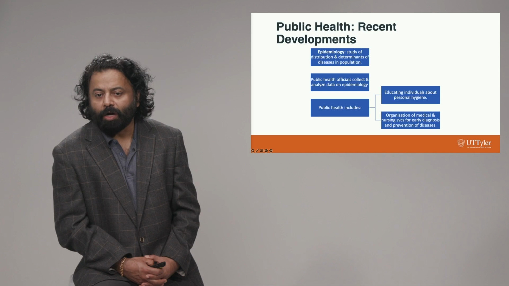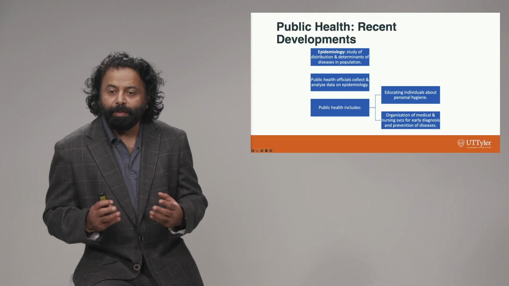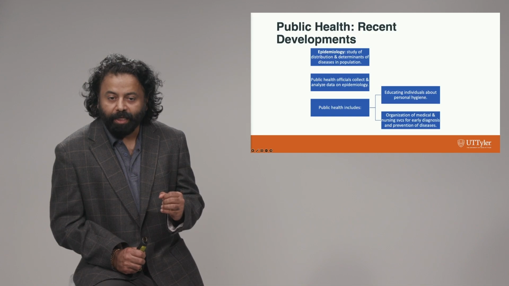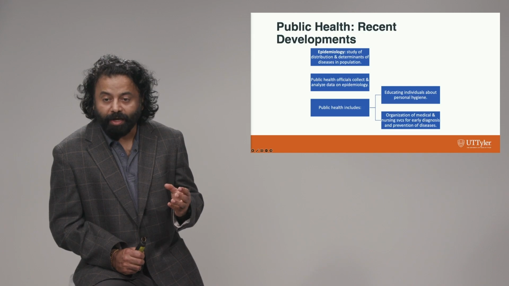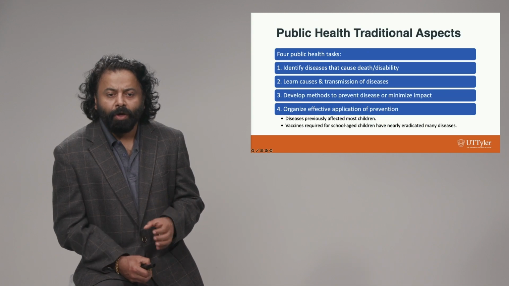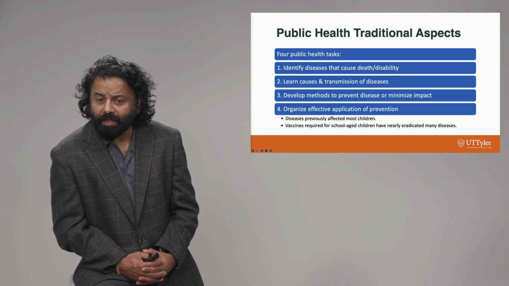Public health officials are responsible for collecting and analyzing data to determine the epidemiology of diseases. Epidemiology is the study of the distribution and determinants of diseases in a population. Public health includes educating individuals about personal hygiene and organizing medical and nursing services for early diagnosis and disease prevention. Four tasks traditionally fall under the purview of public health officials: identifying diseases causing death or disability, understanding disease causes and transmission methods, developing prevention methods, and organizing effective prevention applications.